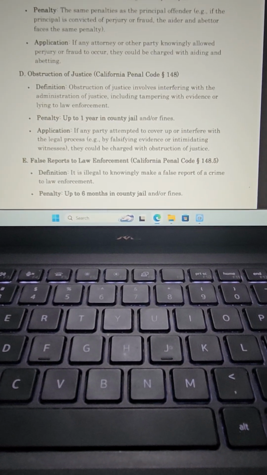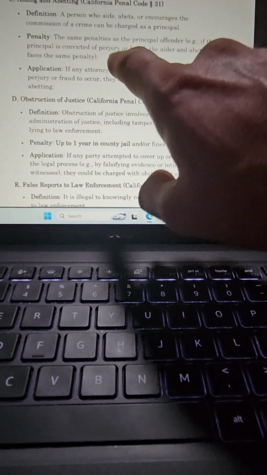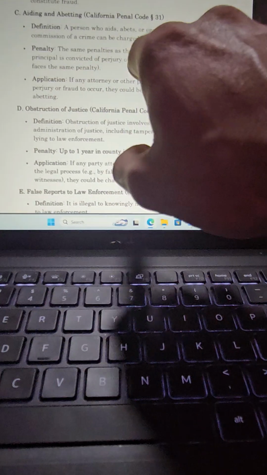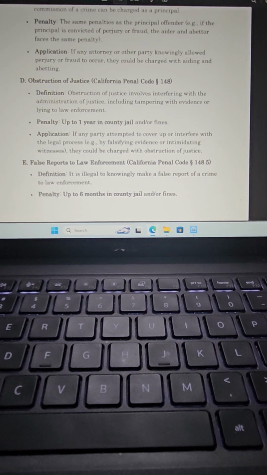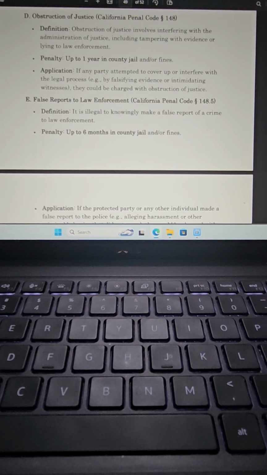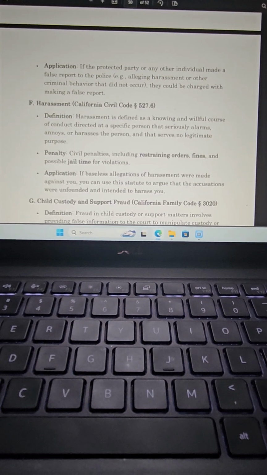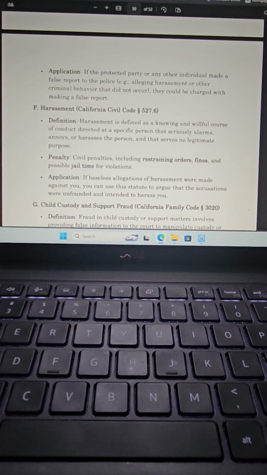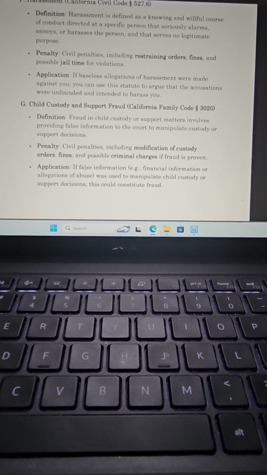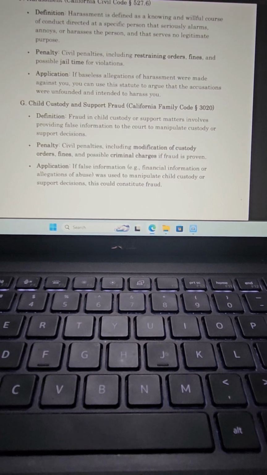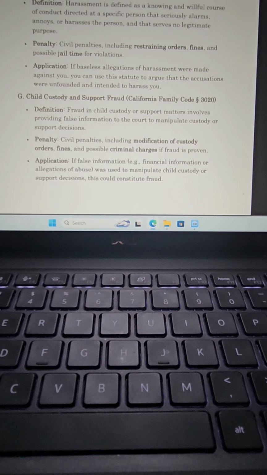Both people. Obstruction of justice. Actually, you know what? This is going to apply to Cassandra too, because she didn't charge it. She ignored it. She swept it under the rug. So that's aiding and abetting. Obstruction of justice, California Penal Code 148, up to 1 year county jail. False reports to law enforcement, Penal Code 148.5, up to 6 months in county jail. Harassment, Civil Code 527.6, penalties, civil penalties, including restraining orders, fines, and possible jail time. Child custody and support fraud, Family Code 3020, civil penalties, including modification of custody orders, fines, and possible criminal charges if fraud is proven. I'm going to prove that fraud.